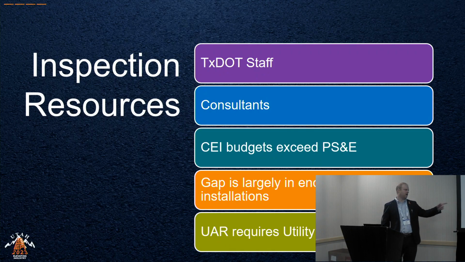So the UAR, which is the Utility Accommodation Rules, we worked on updating those. That was a 3-year process. Obviously, the utility companies have a lot more lobbying power than TxDOT, which has 0 lobbying power. But there was a lot of back and forth on those utility accommodation rules.